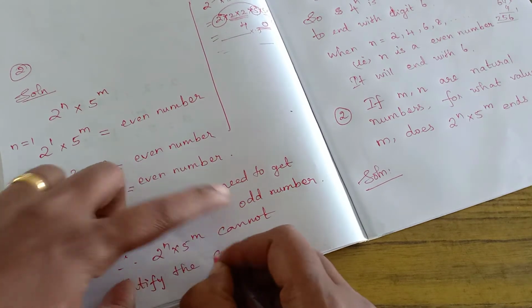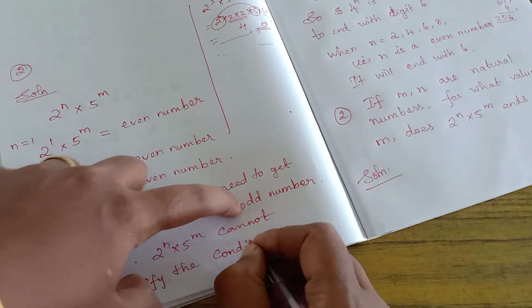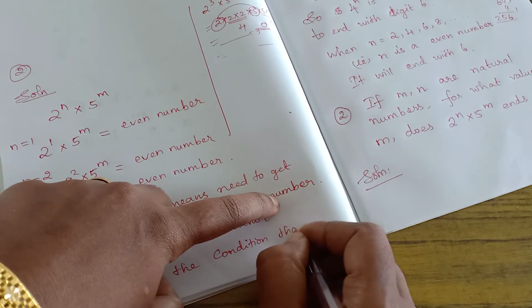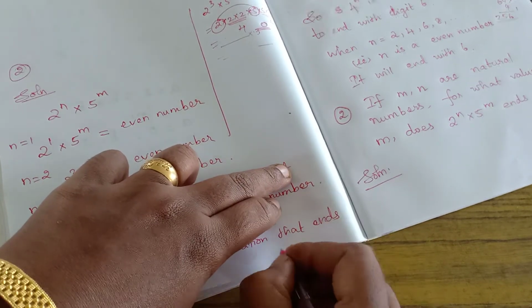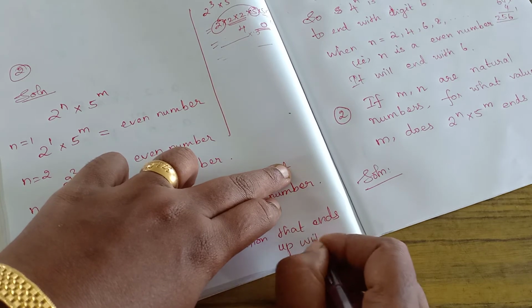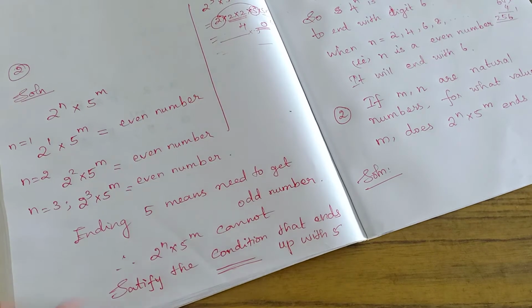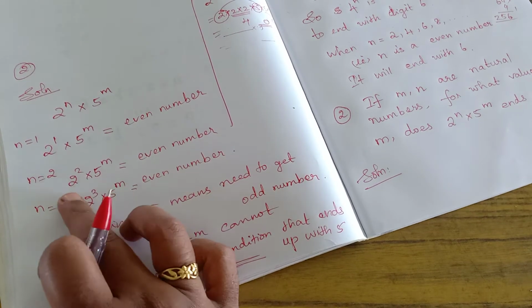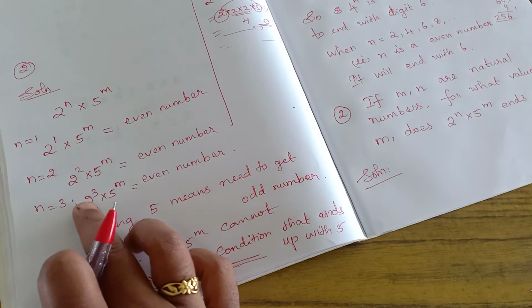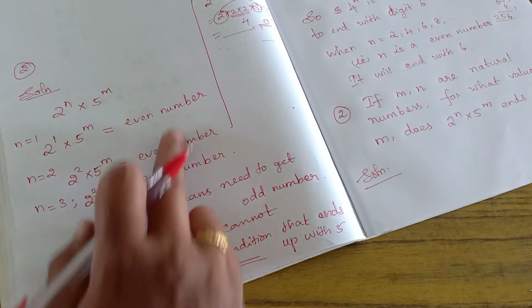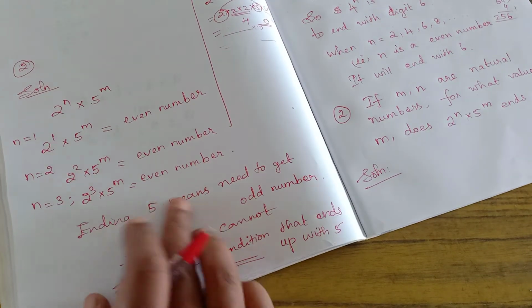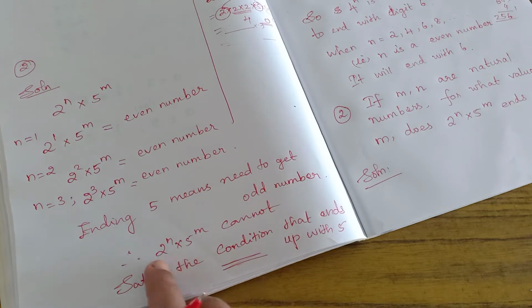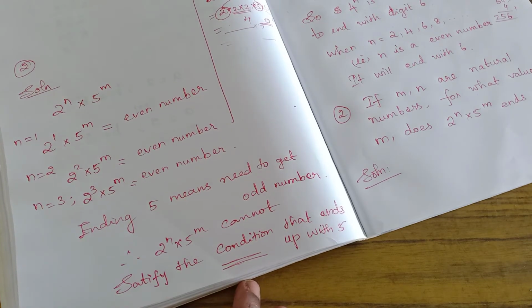that it ends with 5. It will never satisfy, because 2 into 5 means we are getting an even number only. A multiple of 2 will always be an even number. Every term 2 into 2 into 2 in such a way that we are not getting an odd number. Ending with 5 means we need to get an odd number. So it cannot satisfy the condition of ending with 5. So it is not possible.